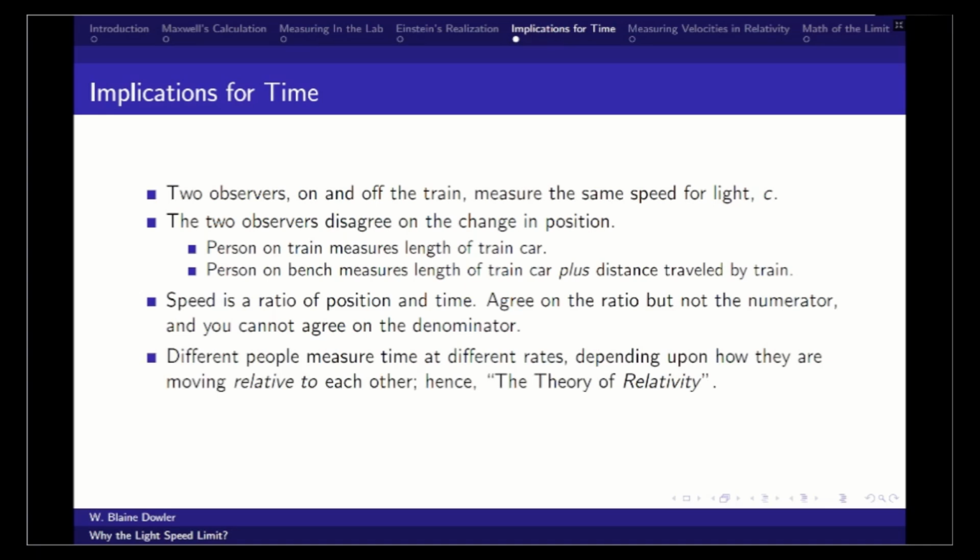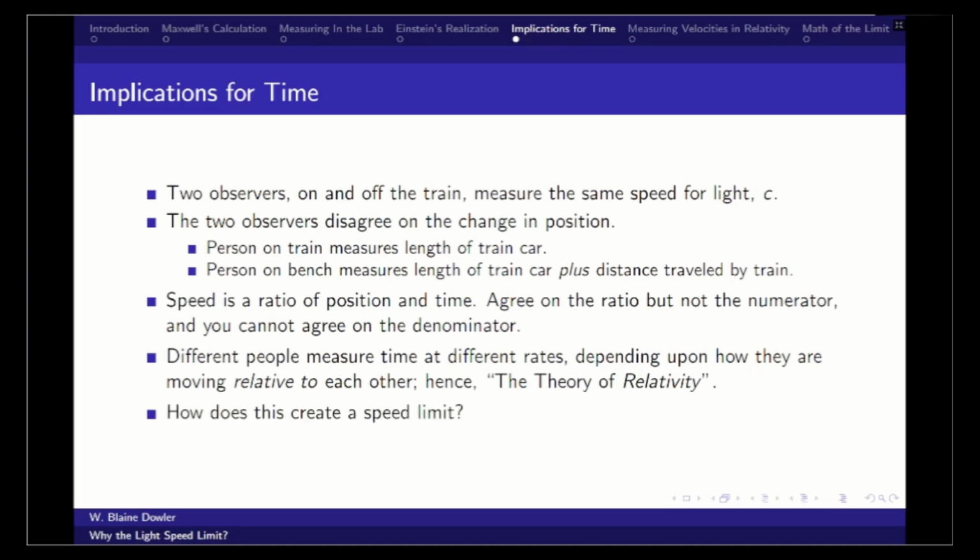Different people must therefore measure time at different rates, depending on how they are moving relative to each other. Hence the theory of relativity. That's actually why the theory was given that name. It's about how they are moving relative to each other.